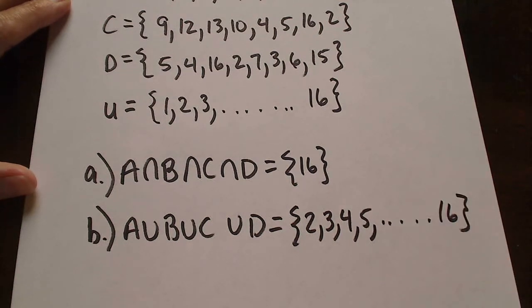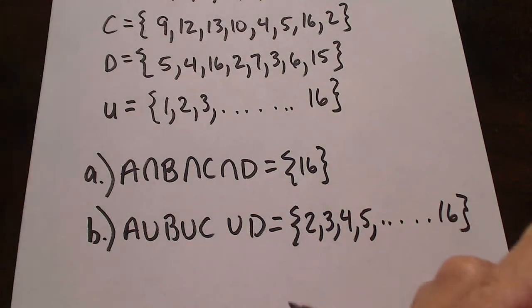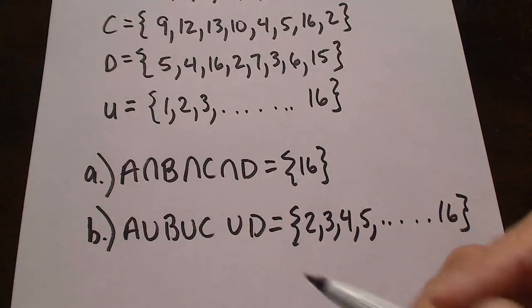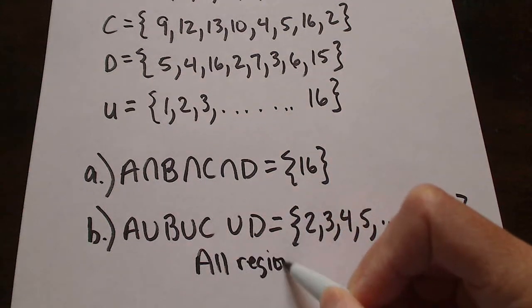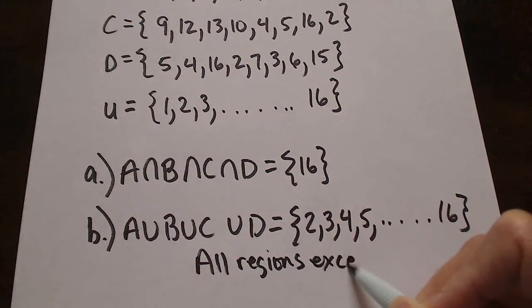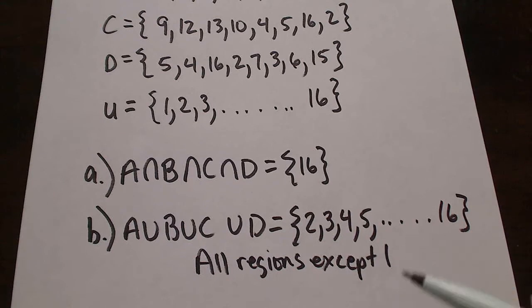I believe in this problem in the homework, they give you a multiple choice. And one of the selections is all regions except one. And that would actually be what the solution would be for this problem because it's everything but one there.